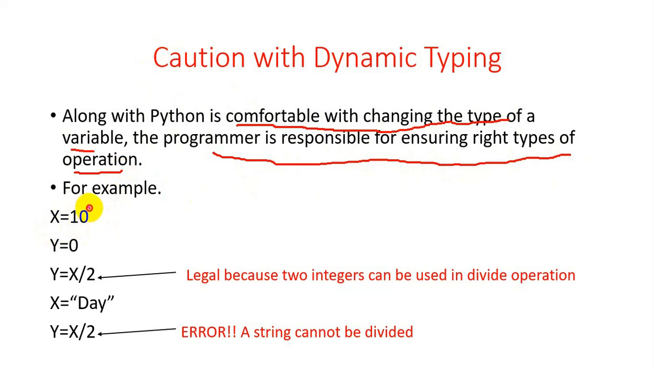I am assigning x equal to 10, y equal to 0. Now the variables x and y are integers. Y equal to x by 2 is legal because two integers can be used in a divide operation.